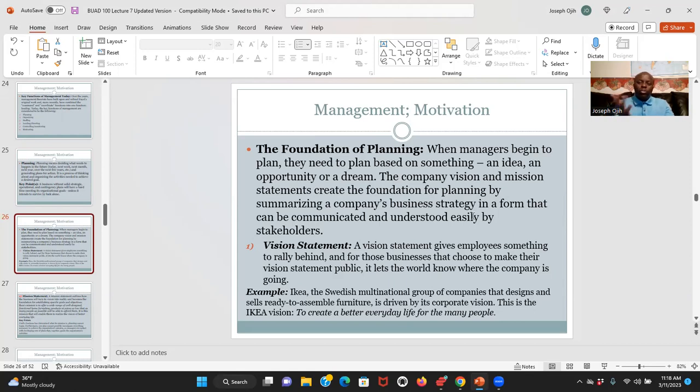So let's look at the vision statement and then the mission statement. A vision statement gives employees something to rally behind. This is what the company's vision is: something to rally behind. And for those businesses that choose to make their vision statement public, it tells the world where the company is going. So that's what the vision statement does.